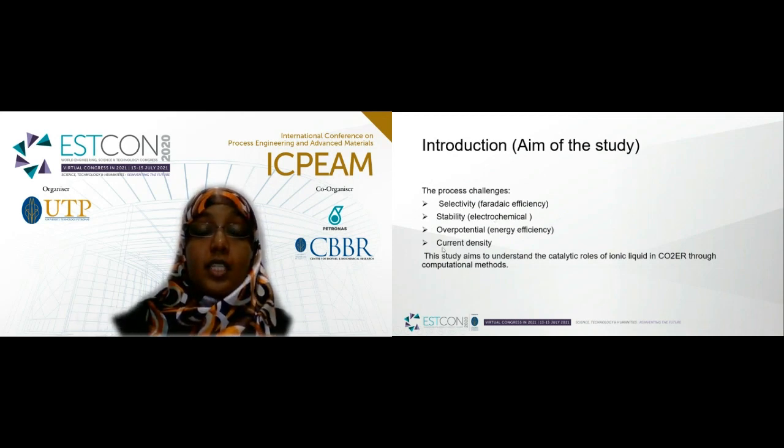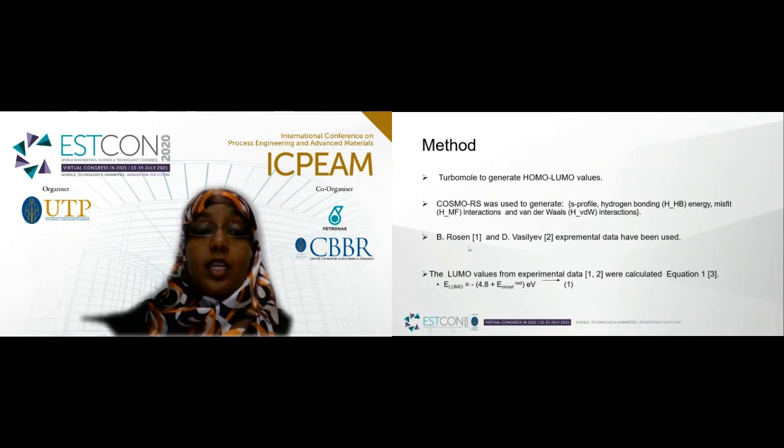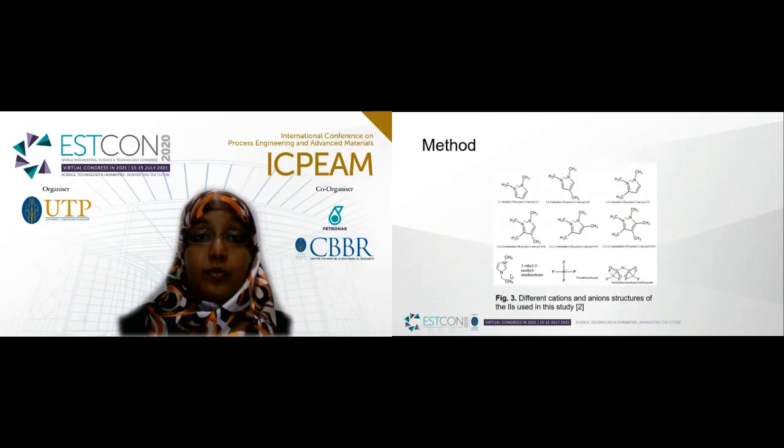So in this study, we try to understand the catalytic roles of ionic liquid in CO2 electrochemical reduction reaction through computational methods. We use TURBOMOLE to generate HOMO-LUMO values. We use COSMO-RS also to generate the sigma profile and hydrogen bond interaction, misfit interaction, and van der Waals interaction. We support this study using Rosen and Vasiliev experimental data. The LUMO value from experimental data was calculated through this equation.